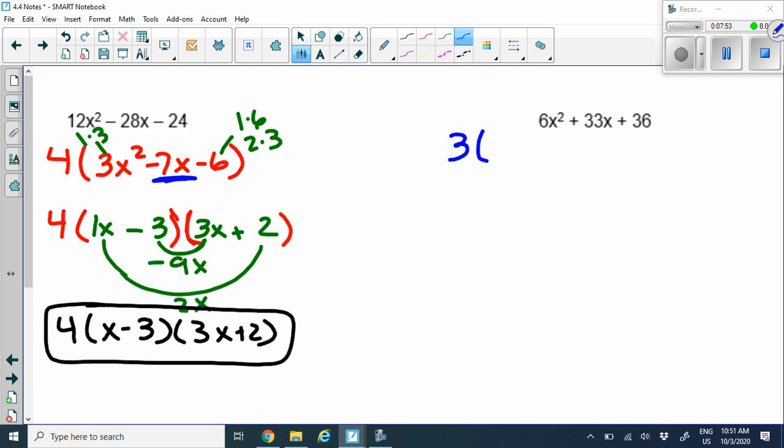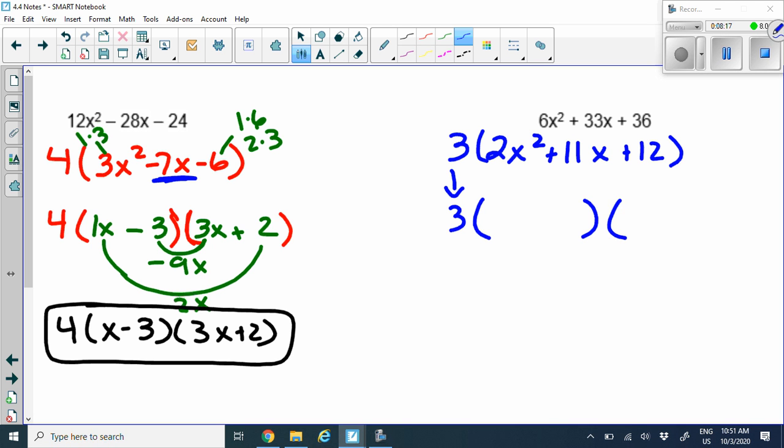So, I do 6 divided by 3, that gives me 2x squared. 33 divided by 3 gives me a plus 11x. And 36 divided by 3, that gives me a plus 12. Okay? So notice 2, 11, and 12, do they have any numbers in common? Well, the only number is 1. So that means we took out the largest amount. So now, make sure you bring down the 3, and I'm going to create 2 sets of parentheses.